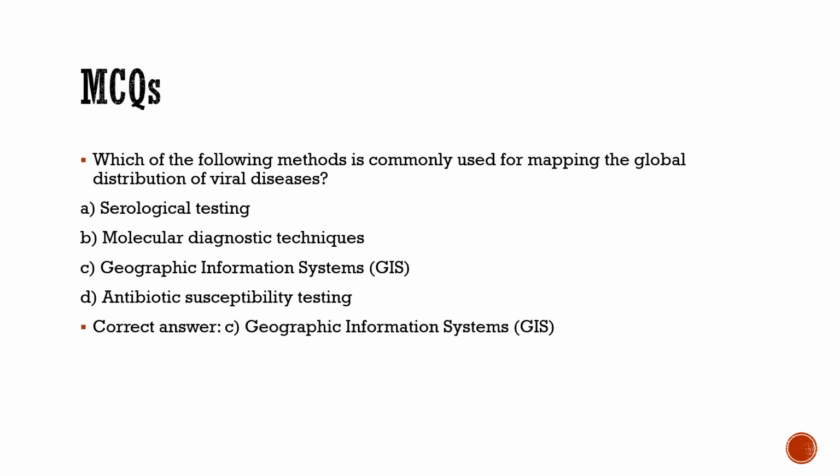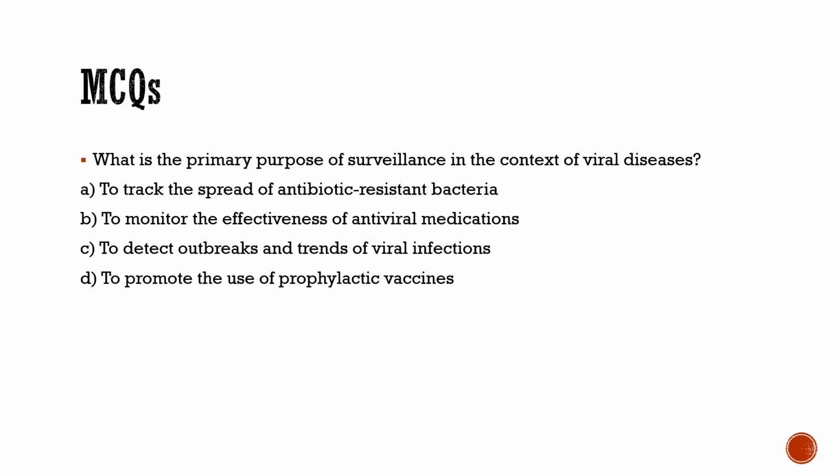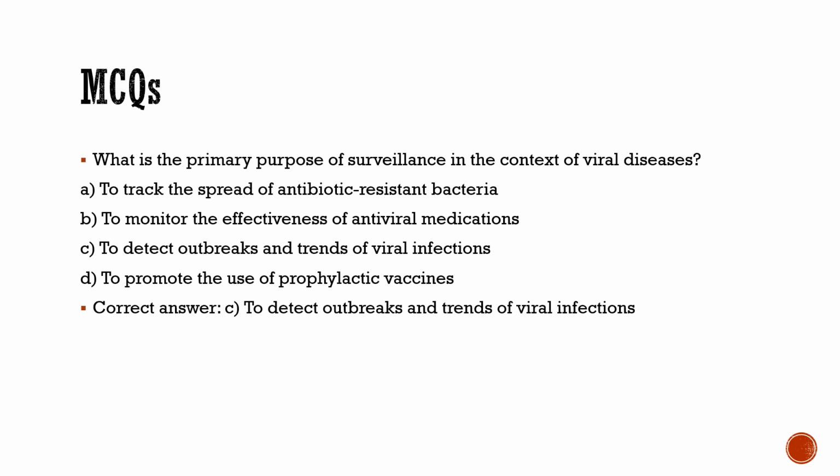Geographic information systems. What is the primary purpose of surveillance in the context of viral diseases? To track the spread of antibiotic-resistant bacteria, to monitor the effectiveness of viral medications, to detect outbreaks and trends of viral infections, or to promote the use of prophylactic vaccines. The answer is to detect outbreaks and trends of viral infections.